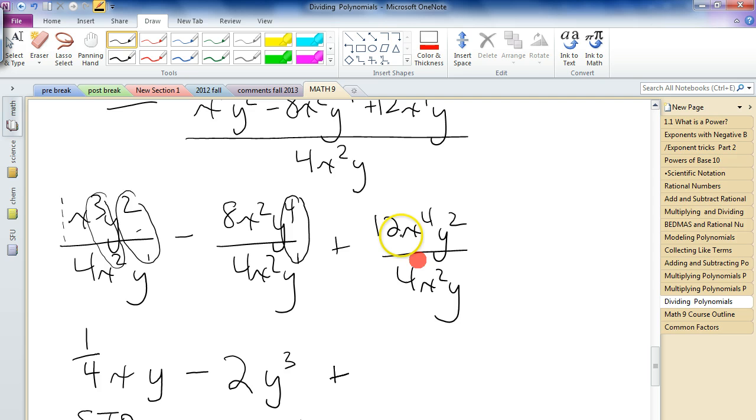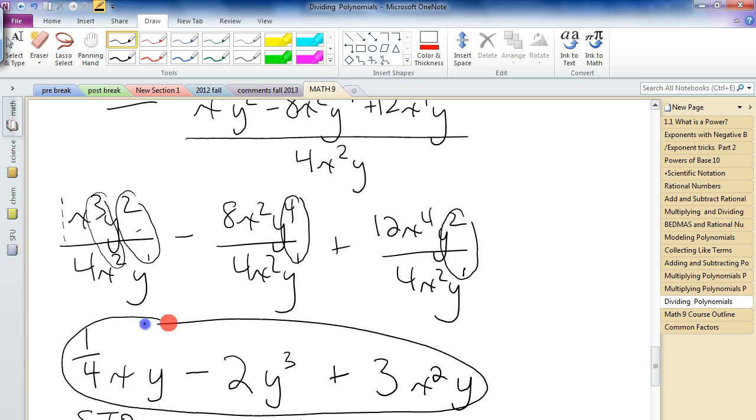And then here, the numbers 12 divided by 4 is 3, and then x to the power 4 divided by x to the power 2, subtracting, you get x squared. And then y to the power 2 divided by y to the power 1, imaginary 1, we're subtracting, 2 minus 1 is 1, which is just y. Any like terms here? x, y, y cubed, x squared, y, they're all different, so you cannot collect them, and that is your final answer.